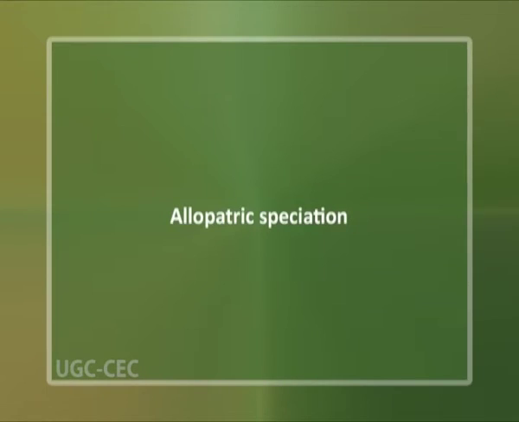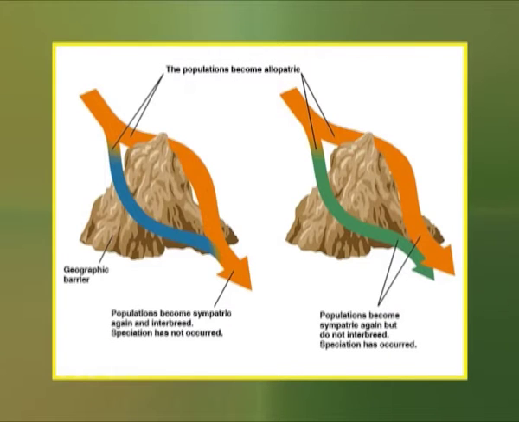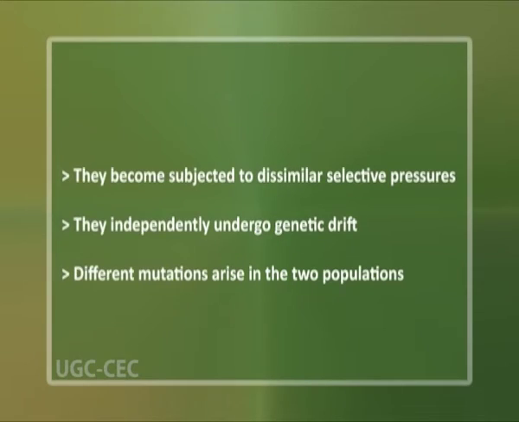Now let us discuss allopatric speciation. During allopatric speciation, a population splits into two geographically isolated populations. For example, by habitat fragmentation due to geographical change such as mountain formation. The isolated populations then undergo genotypic or phenotypic divergence as they become subjected to dissimilar selective pressures. They independently undergo genetic drift. Different mutations arise in the two populations.